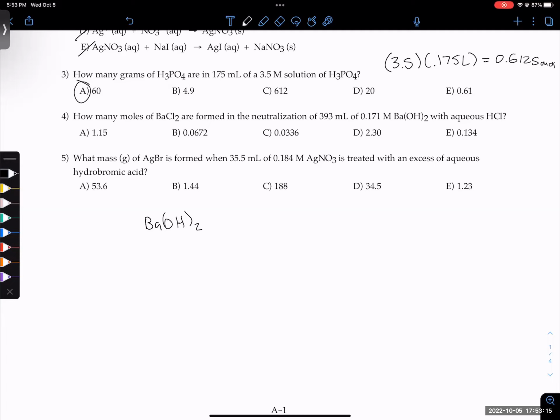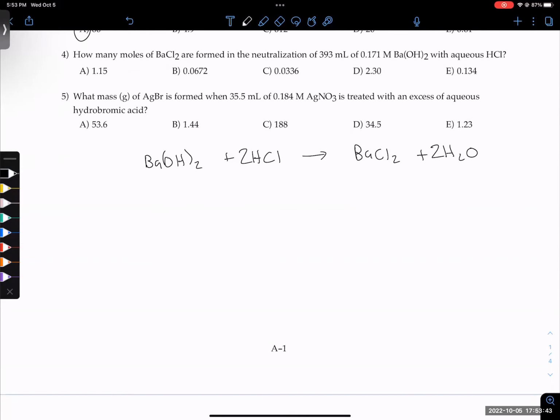Okay. And then HCl. Since this is a monoprotic acid and this is a base that has 2 hydroxides, it's going to be in a 2-to-1 ratio. So I already know I'm going to have to put the 2 there. I'm going to put barium chloride, and then H2O. So let's see if we have to put that there, and it's balanced already. So that's our mole to mole ratios, right? That's our balanced chemical equation.